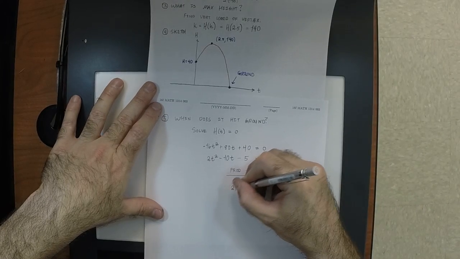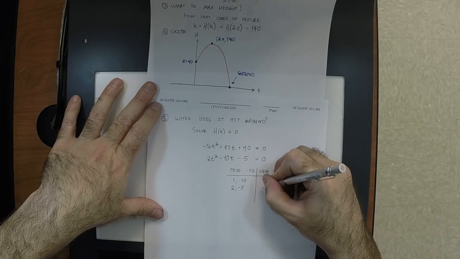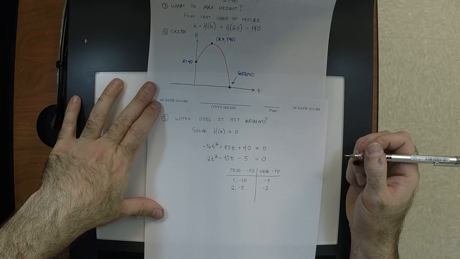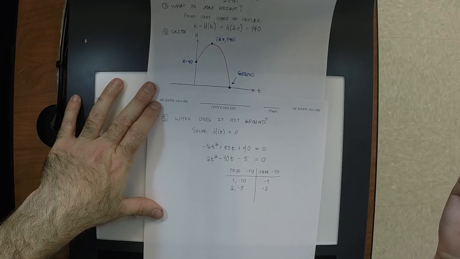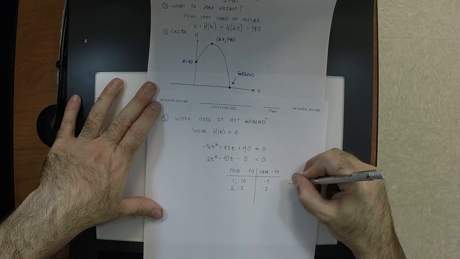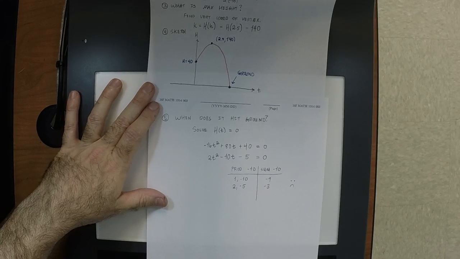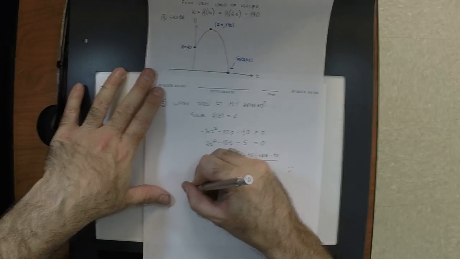How about 2 and negative 5? What's the sum? Negative 3. Uh-oh. Yeah, it's not going to work. Okay, we're not going to be able to do the factor by grouping thing, right? So if we can't do the factor by grouping thing, then what? Quadratic formula.